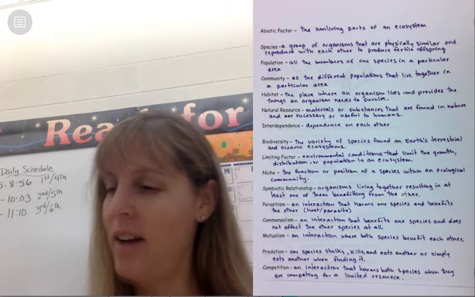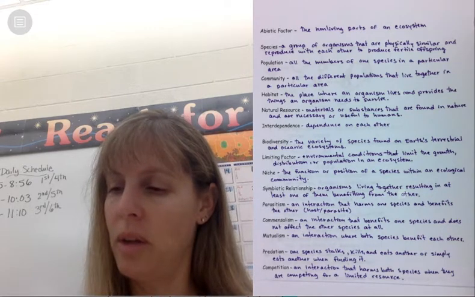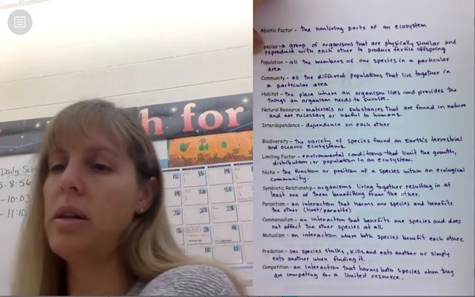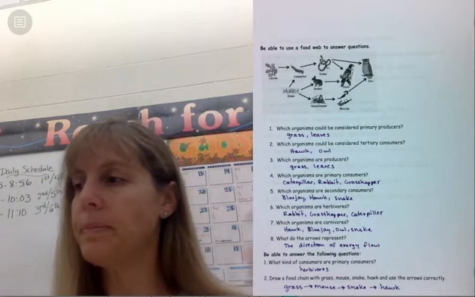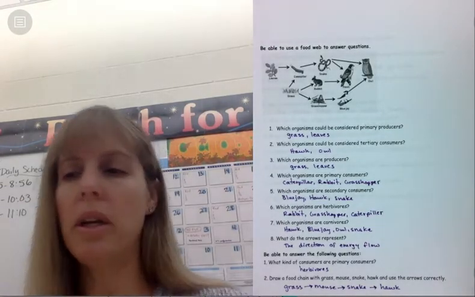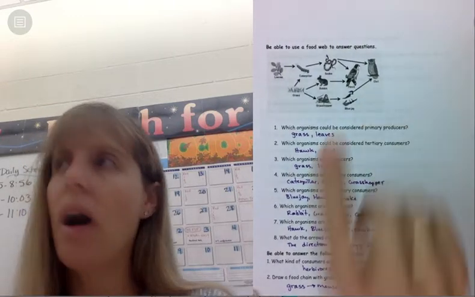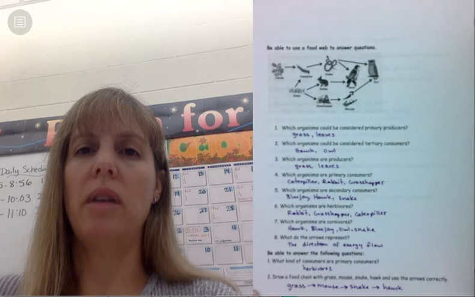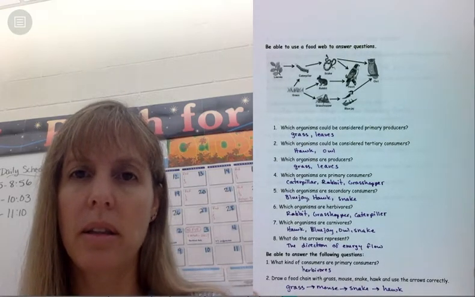Competition is an interaction that harms both species when they're competing for a limited resource. All right, I'm going to take a peek at the next page. I know there's a lot here. So for this particular page, I asked you to be able to use a food web and answer questions. Let me focus this a little better. That's a little bit better.